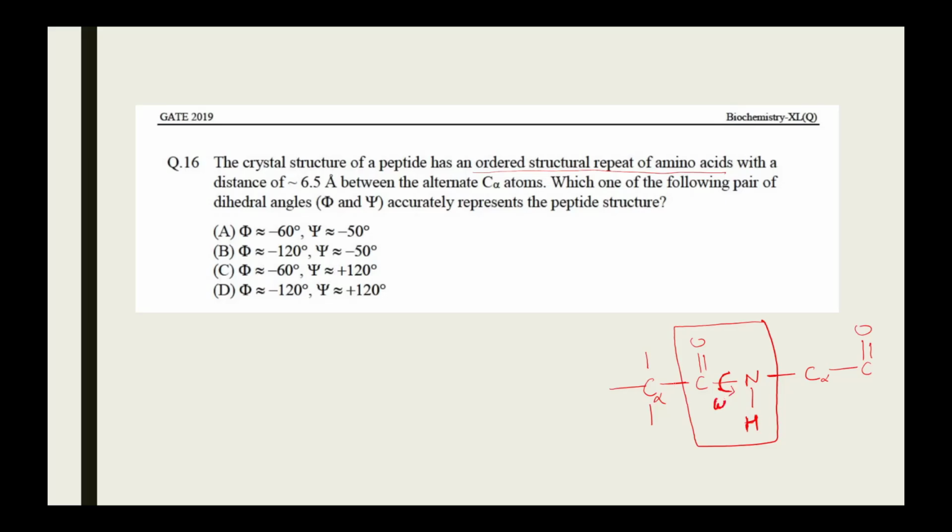There the rotation is not very permitted. And here, these two angles, between C alpha and C, the psi angle, and between N and C alpha, the phi angle, the rotations are possible, but because of the bulkiness of the different R groups, not all angles are allowed. So there are restricted angles for phi and psi.